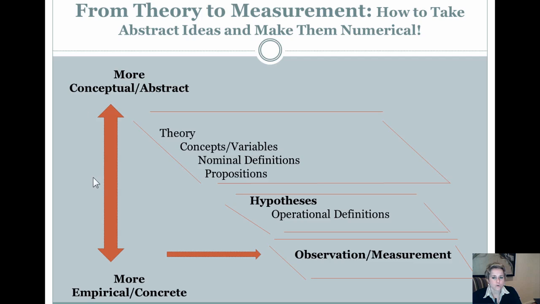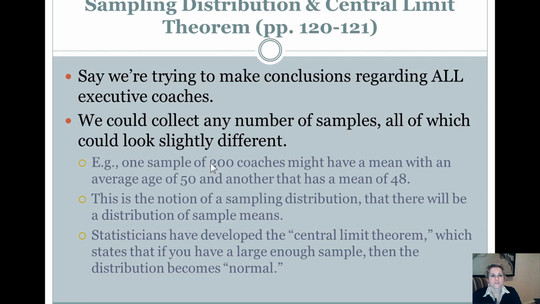Okay, so our goal again with all this quantitative stuff is to get data that is numerical, that represents these bigger concepts and theories. Okay, so now let's get to this notion of sampling distribution and central limit theorem. These are nice to know things. I'd like you to know them, but they're not 100% necessary to keep moving forward.